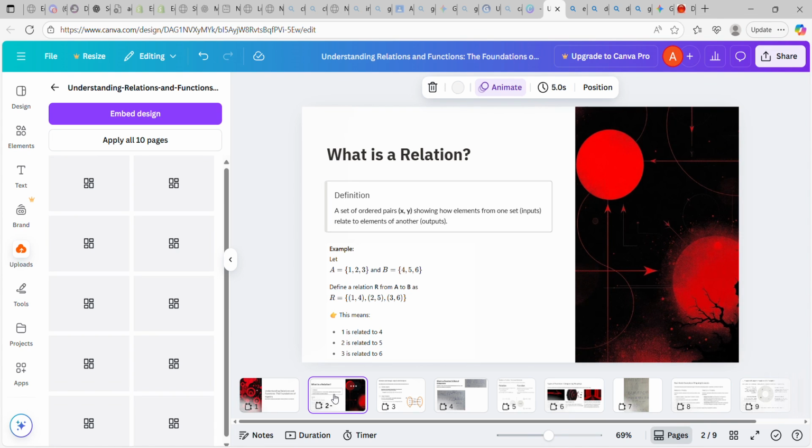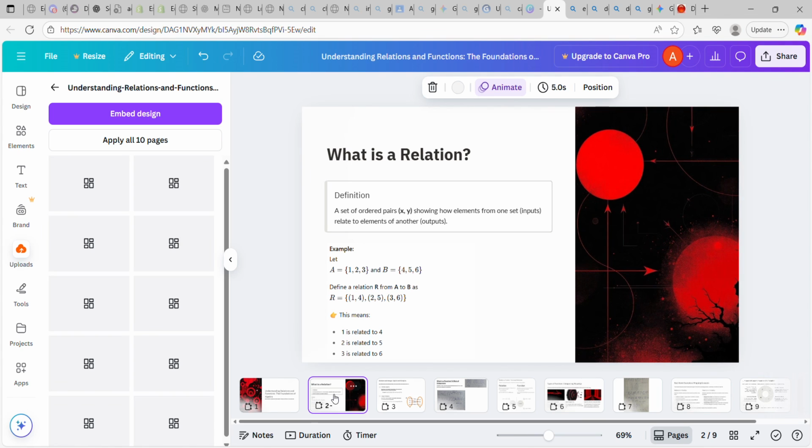First, what is a relation? Starting with the definition: a set of ordered pairs (x, y) showing how elements from one set relate to elements of another. In simple words, let A and B be sets, then a relation from A to B is a subset of A × B.